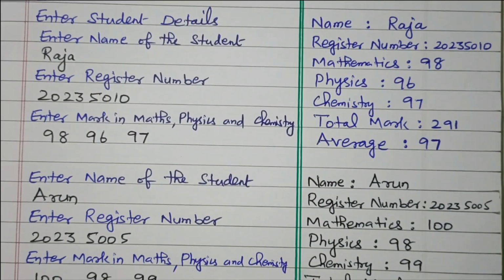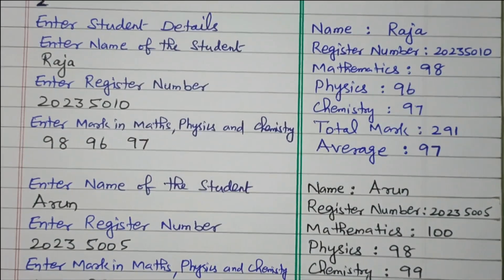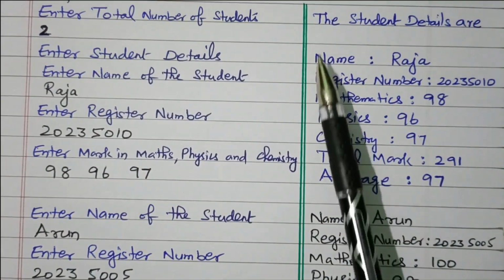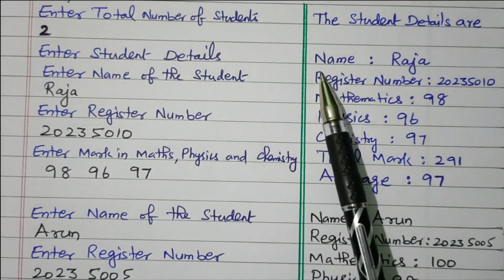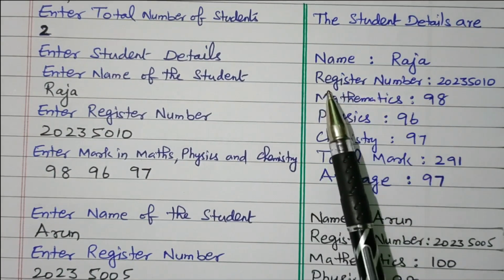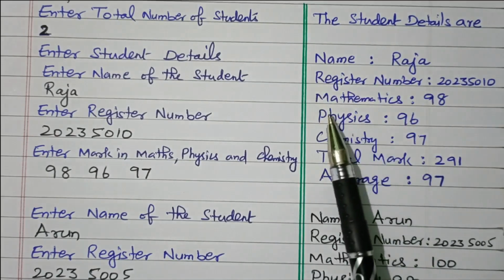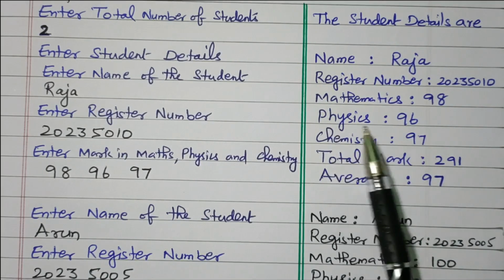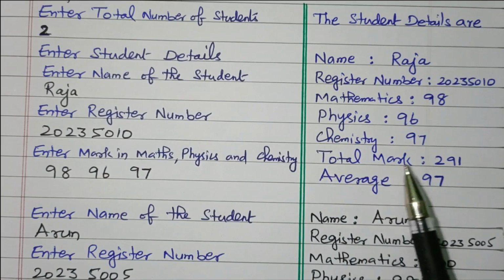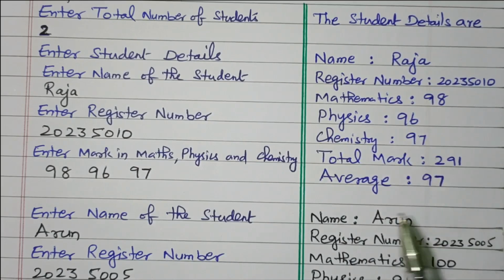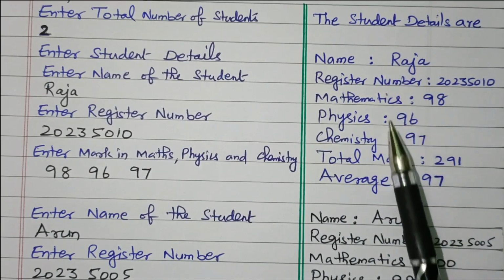Now we can see the output. It will print "Student details are" and go to the next line. Then it will print Name: Raja, Register number 20235010, Mathematics 98, Physics 96, Chemistry 97. Total mark: it will add these 3, 291. Then average 97. So the first student's detail is printed.